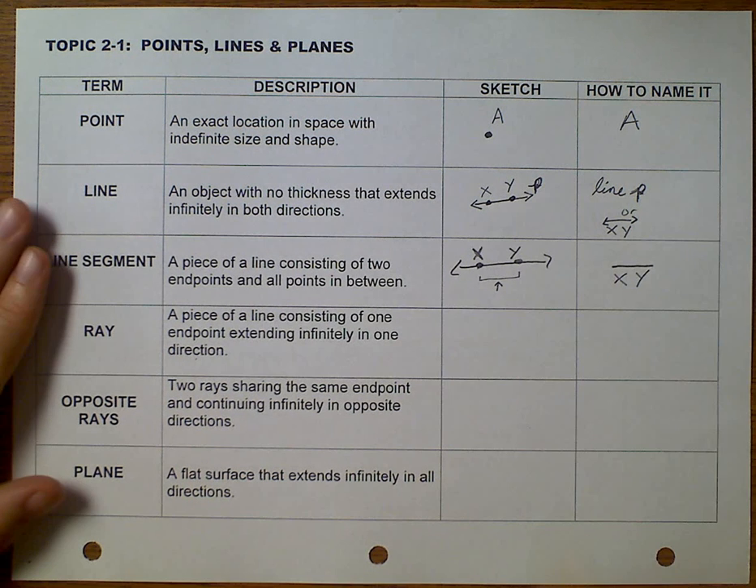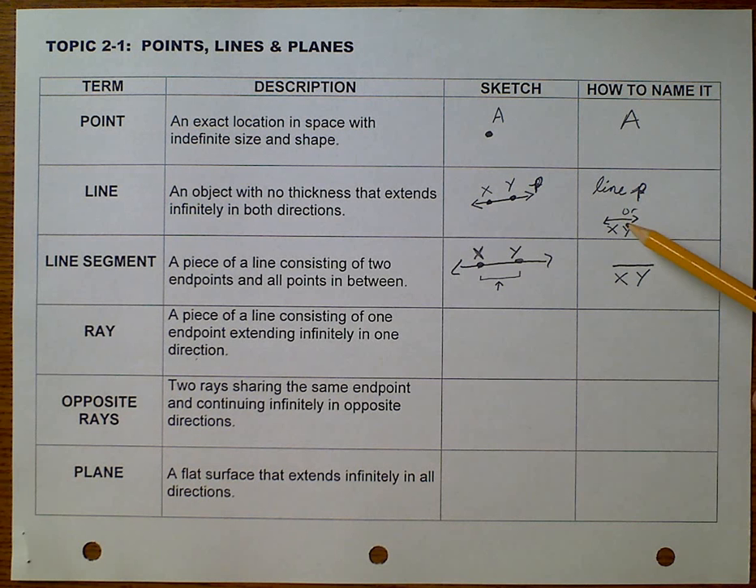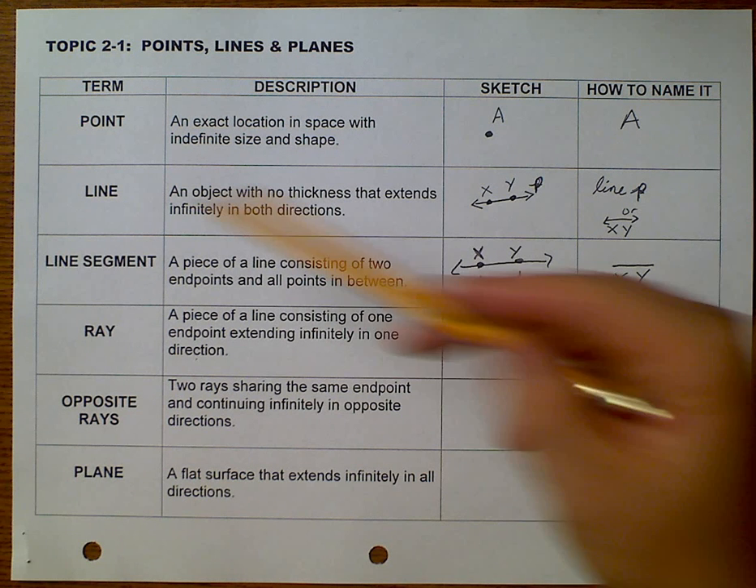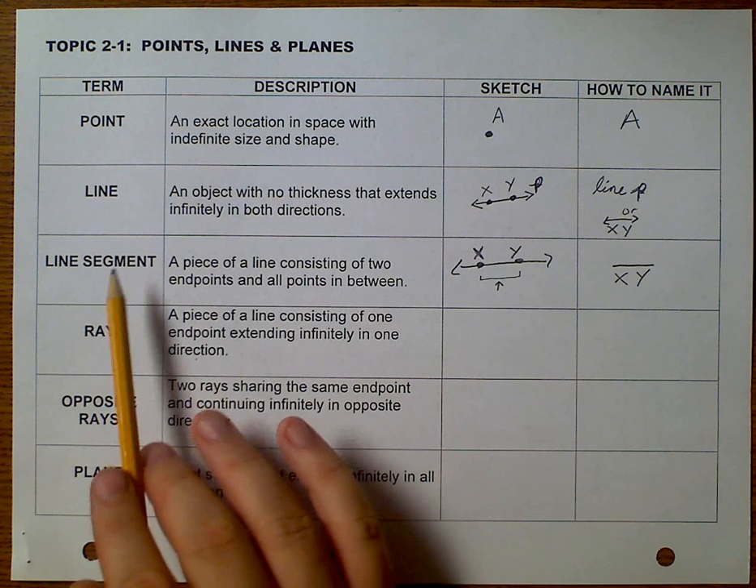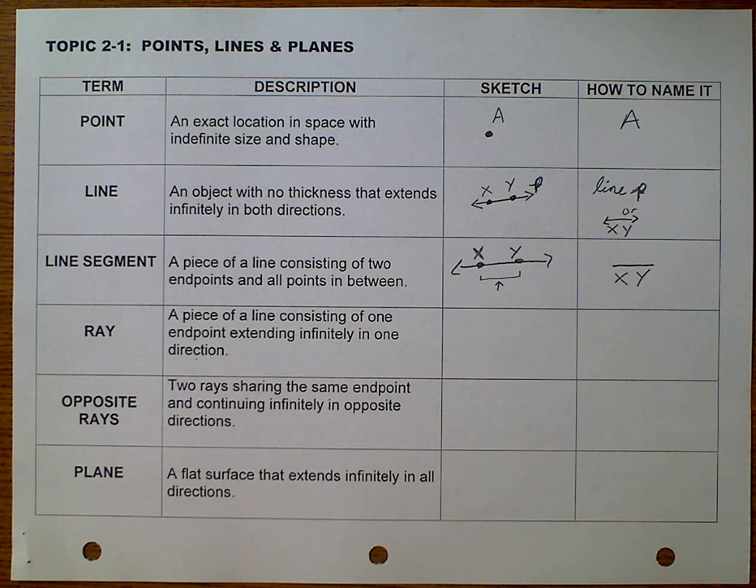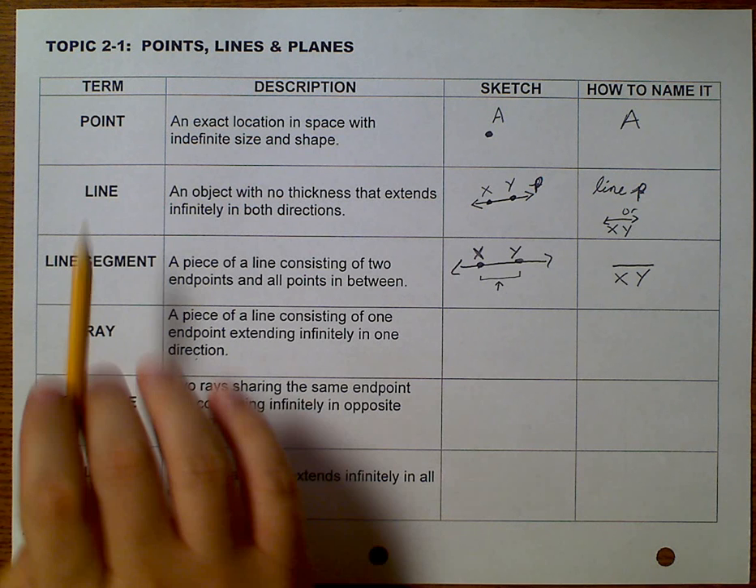Now notice here we had arrows. That signified that it is a line. Without the arrows, this is a line segment. Most times you could just do this to represent both lines and line segments. But if you want to make sure that it's talking about a line and not just a piece of the line, you want to use arrows.